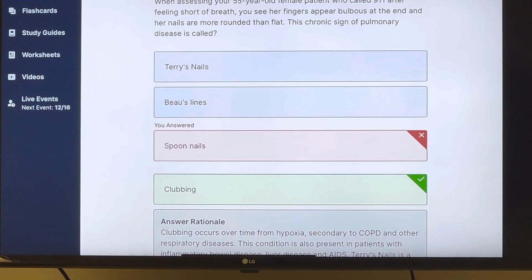So I'm gonna say clubbing. A lot of people with COPD, their fingertips are like fat, and they call that clubbing. Clubbing, okay.